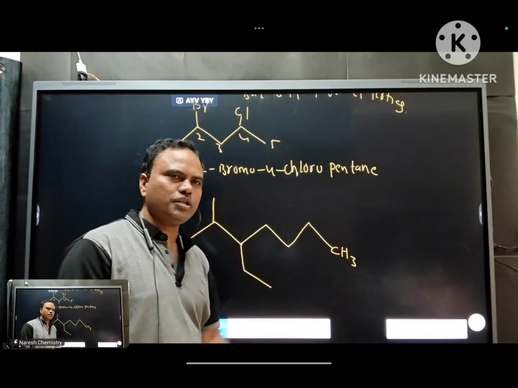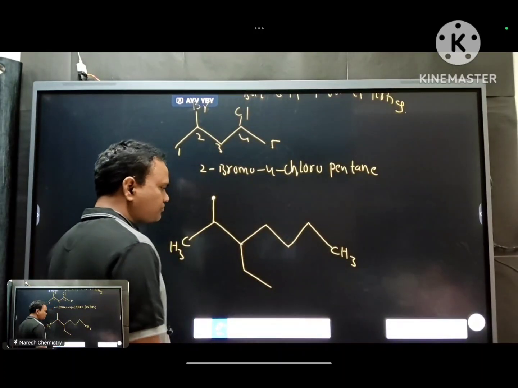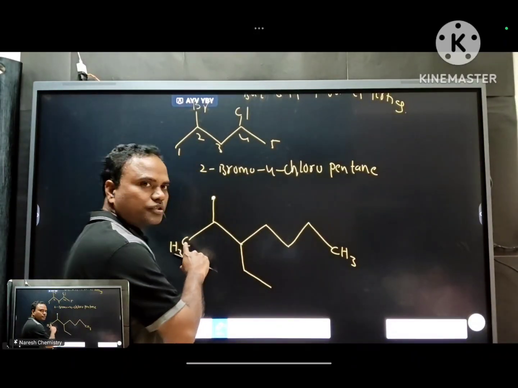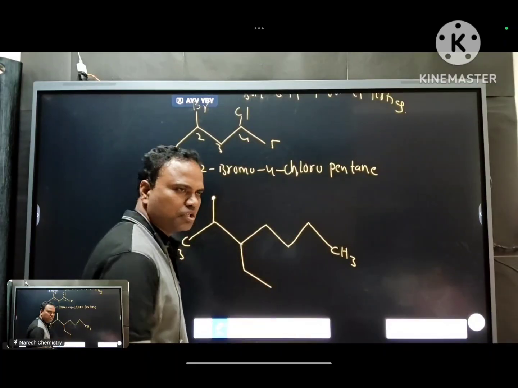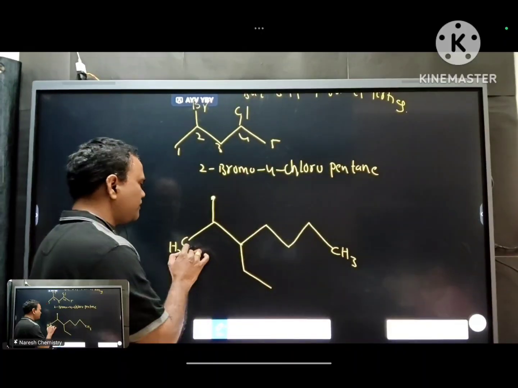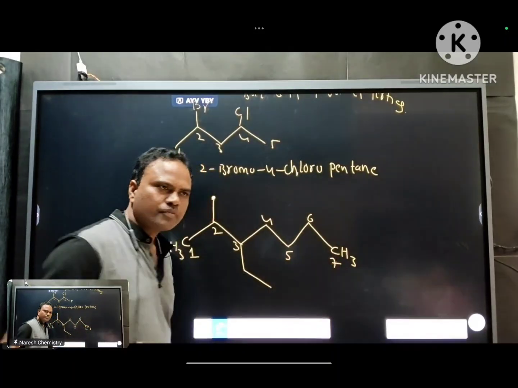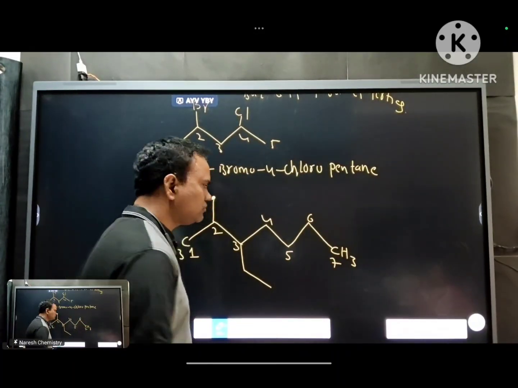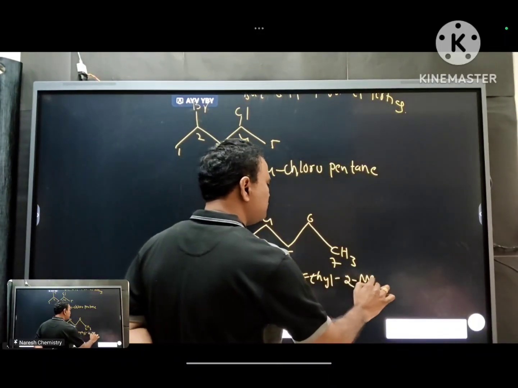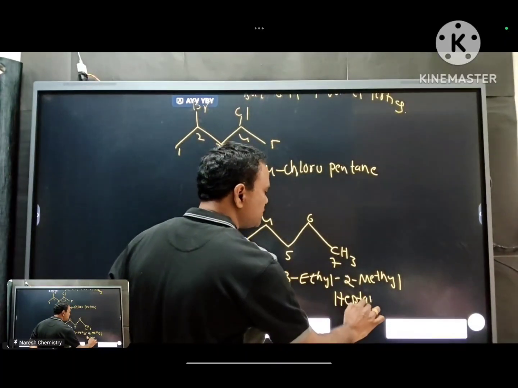CH3 at one end, CH3 at another end. Actually, this is also considered as CH3 only. First of all, tell me how many carbons are present in the longest chain? Longest chain, 1, 2, 3, 4, 5. Not correct. 1, 2, 3, 4, 5, 6, 7. Yes, correct. Give the numbering: 1, 2, 3, 4, 5, 6, 7. 3 ethyl, 2 methyl. Total how many carbons are present? 7, heptane. This is a previous NEET question.